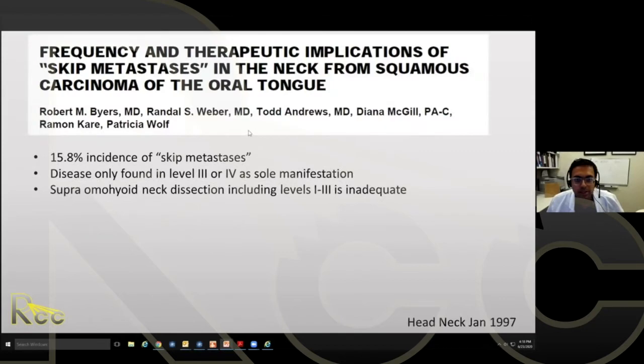And as we mentioned in that paper, with oral tongue tumors you can have skip metastases. This is a paper from MD Anderson that looked at skip metastases, and they found up to 16% incidence of skip metastases where disease was only found in level 3 or 4, and was not in 1B or 2. Therefore, many times when a surgeon does a supraomohyoid neck dissection, which only includes levels 1 through 3, that's inadequate for an oral cavity cancer. Level 4 should be addressed.